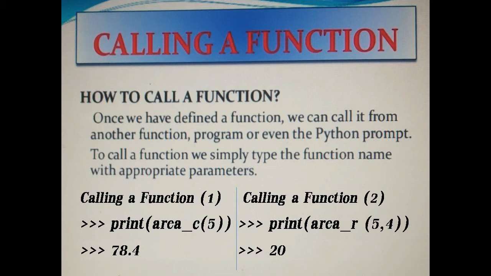In the other case, when we are finding the area of a rectangle, at that time we use two parameters, L and B. We are giving the values for those parameters as 5, 4. 5 stands for L and 4 stands for B. And after doing the calculation, we will get the output as 20.